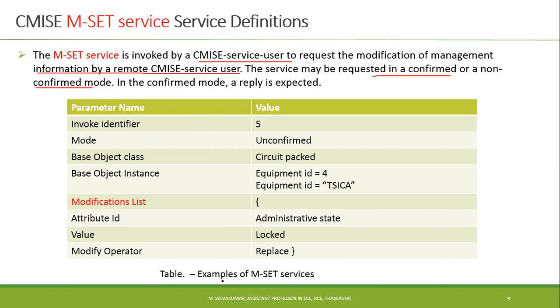This table describes an example of the M-SET service. The invoke identifier value is 5. The mode of the service is unconfirmed. The base object class is circuit pack. The base object instance is equipment ID, with the same ID name TSICA. The modification list contains the changes, unlike the previous GET service. The attribute is administrative state, the value is to be locked, and the modify operator is replace.